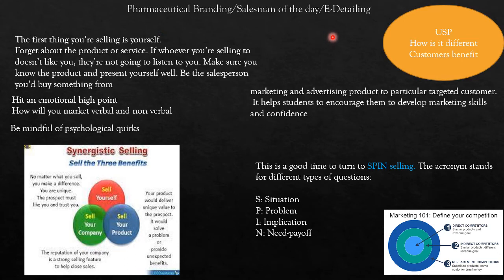The next is the salesman of the day, or the e-retailing, or the pharmaceutical branding. So whenever these competitions have a major focus on selling a product, you can sell a pen, you can sell anything, but if you don't know how to sell, what to sell, and whom to sell, it is really difficult. So what, who, whom, where, and why, these are a few of the questions that you need to ask yourself before selling a product. So USP, that is unique selling propositions, unique selling points of your product, you must be clear with them. You must define your market.